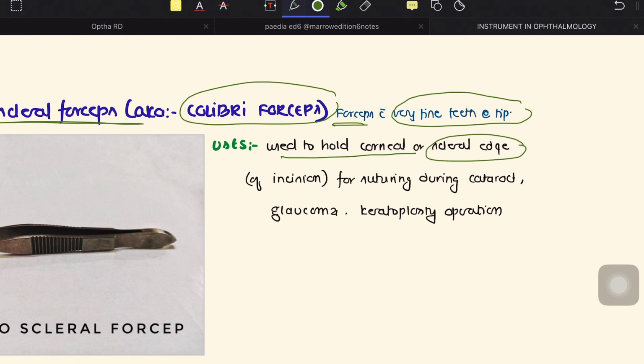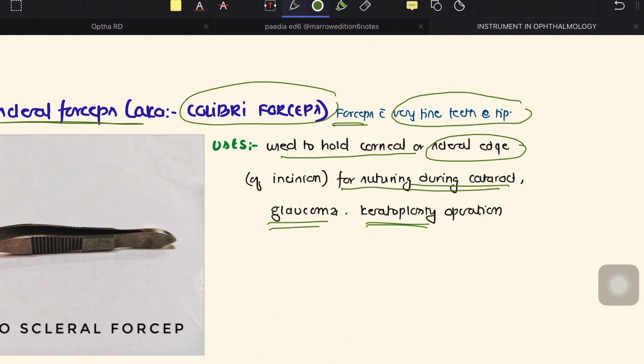Whenever we are doing any incision in the eyeball, especially at the level of the cornea or the sclera, the edge of the incision, either of cornea or sclera, is held by this forceps. Why are we holding it? So that we can suture it during surgeries like cataract surgery, glaucoma surgery, keratoplasty operation.